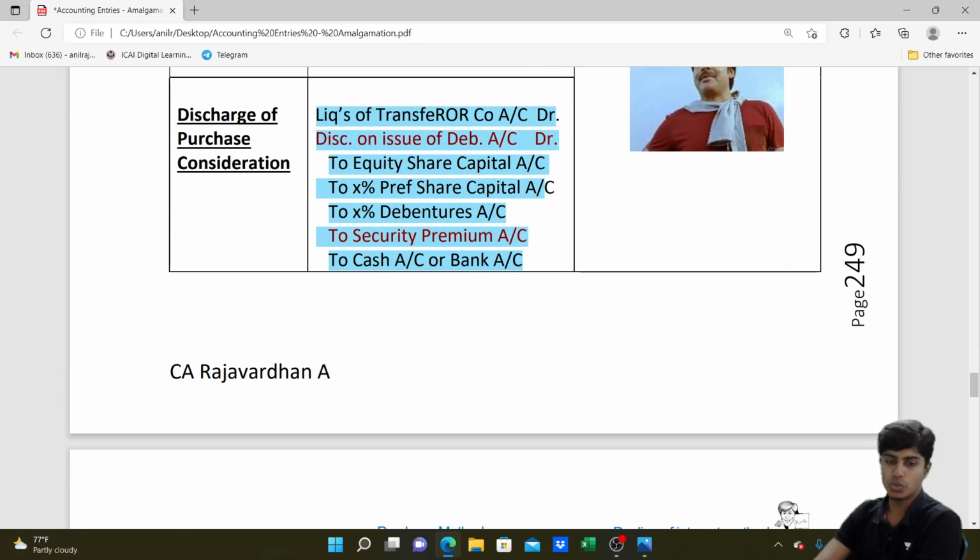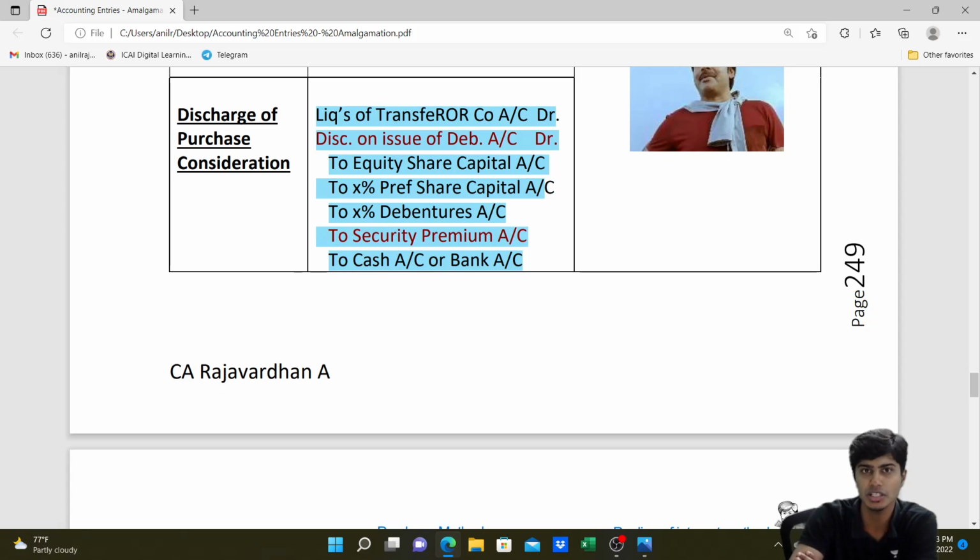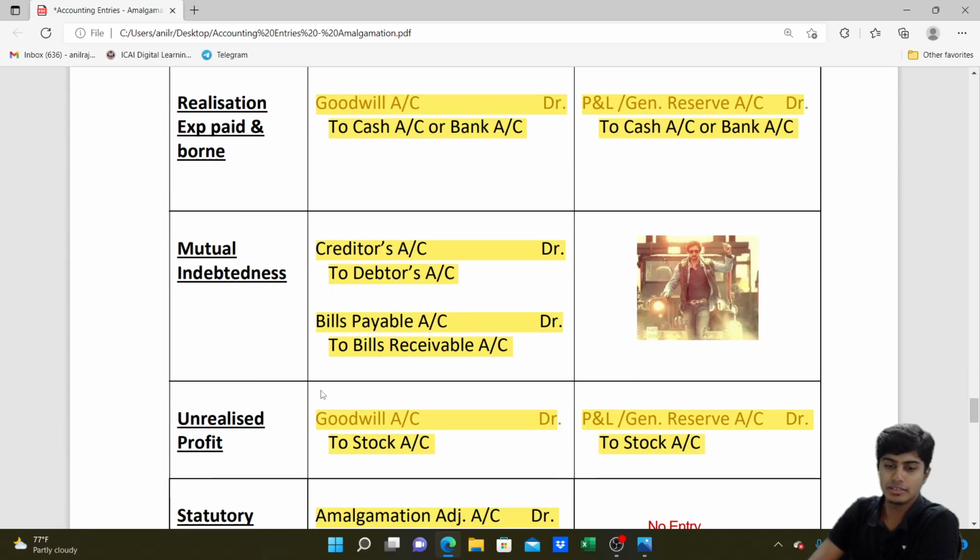Let me now show you the entry for discharge of purchase consideration. The first column is amalgamation in the nature of purchase method, and the second column is amalgamation in the nature of merger, pooling of interest method. I hope you took a note of this one. Then the next entry is for realization expense, mutual indebtedness, and unrealized profit. Note of this, please.